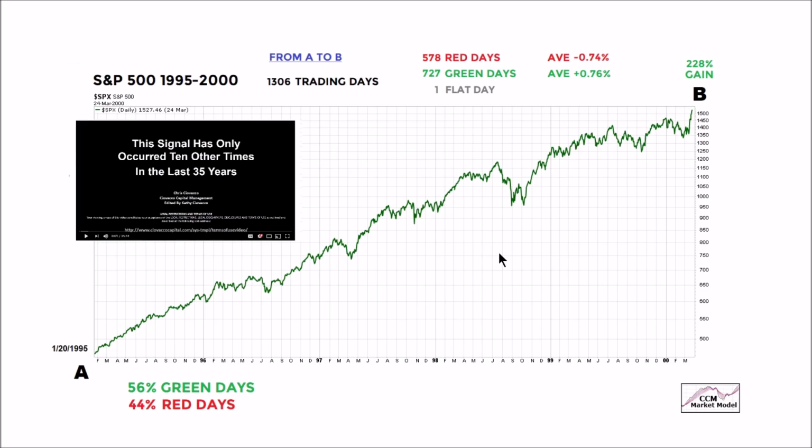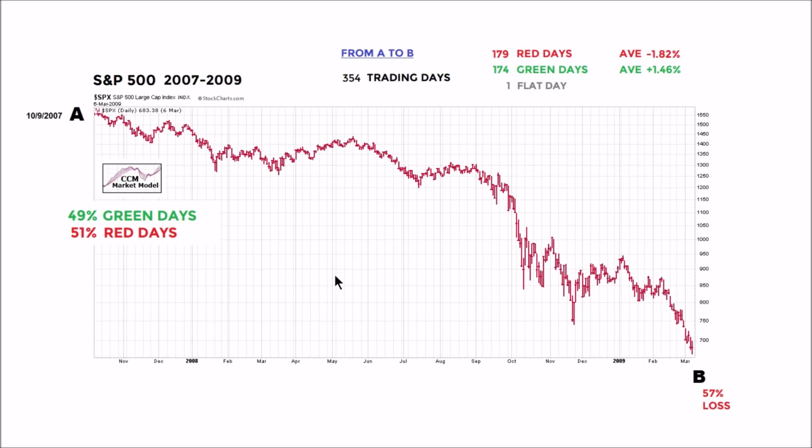The market wants to take us off our game. It wants to confuse us. Asking the question, how's the market doing today? Not particularly helpful when the primary trend is down either. 354 trading days, a 57% loss, roughly a 50-50 split between green and red days, 49 to 51, and the magnitudes very confusing. The average loss on down days, 1.82%. On up days, the average gain, up 1.46%.